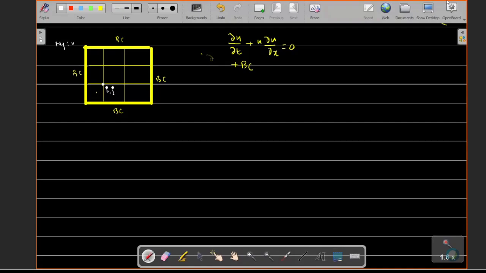This equation has to be discretized at every ij.